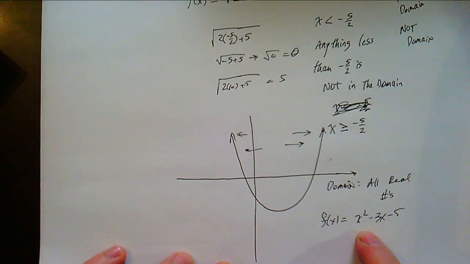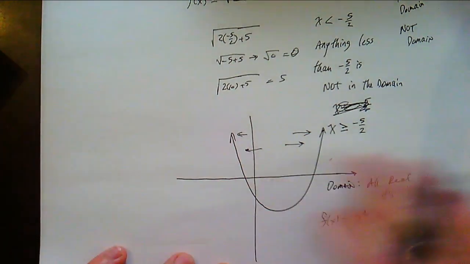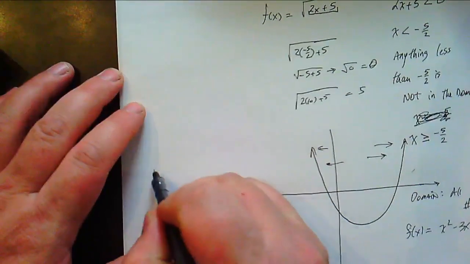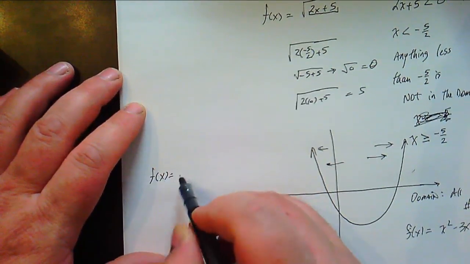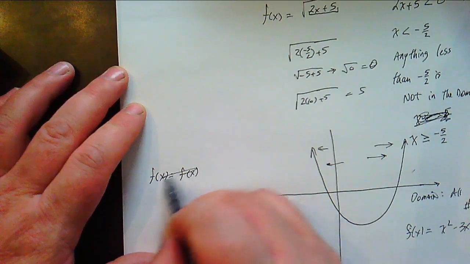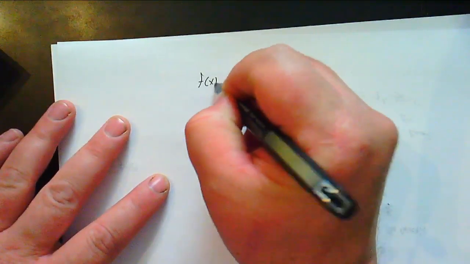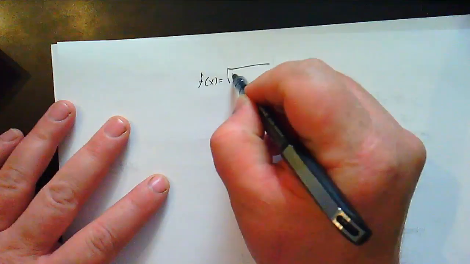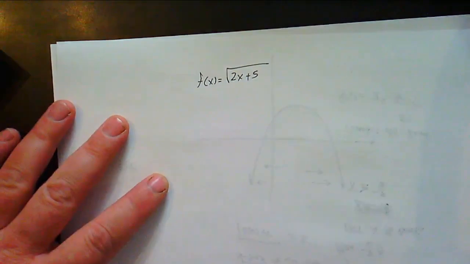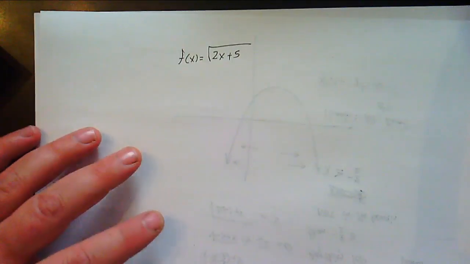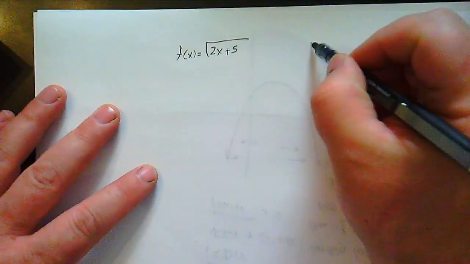That's for a quadratic. And that's why quadratics are always all real numbers. But if we did something like this, I'm going to change page because I'm running out of room there. Let me flip this over. So let's take a look at the one we were just talking about. The square root of 2x plus 5. Okay? Let's do a t-chart, an input and an output table.